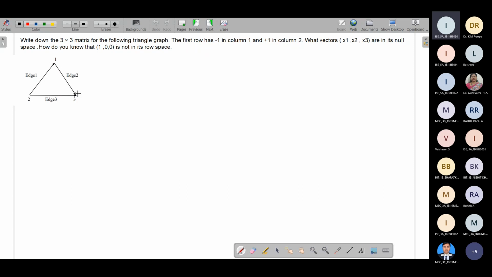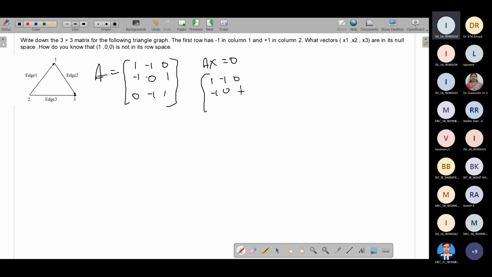So as usual, we'll first find the incidence matrix. If we find it, we get 1, -1, 0, -1, 0, 1, 0, -1, 1. Then what vectors are in its null space? Here they're not given the equation. They're directly told to find the null space. Null space means Ax is equal to 0. So what is A? 1, -1, 0, -1, 0, 1, 0, -1, 1 into x. What is x? There are 3 nodes, so x will be x1, x2, x3 transpose, equal to 0.